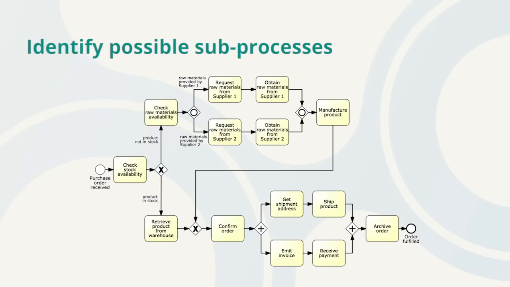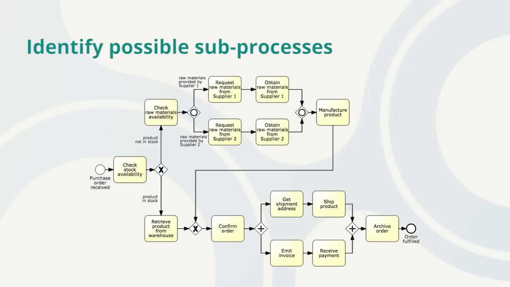And then in the lower branch, we have a more refined process for shipping products where we get the shipment address, and for the invoicing part, because besides emitting the invoice, we also receive the payment, upon which then we can archive the order. So what we need to do is to identify a means for logically grouping together activities. For example, those activities that work on the same business object or business objects.